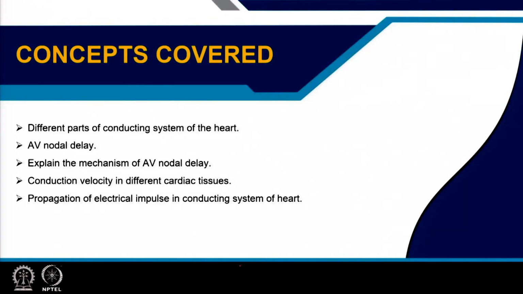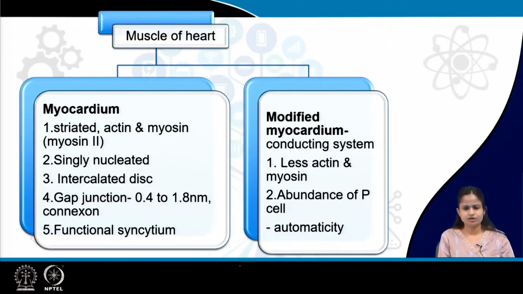Hello everyone. So today we will start the conducting system of the heart. In this topic we will study the subtopics we have. We will cover different parts of the conducting system of the heart, the AV nodal delay, explain various mechanisms of the AV nodal delay, the conduction velocity in different cardiac tissues, and how the electrical impulse is propagated along the conducting system of the heart.